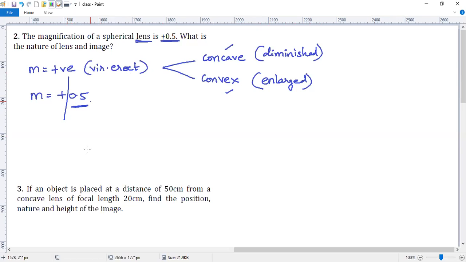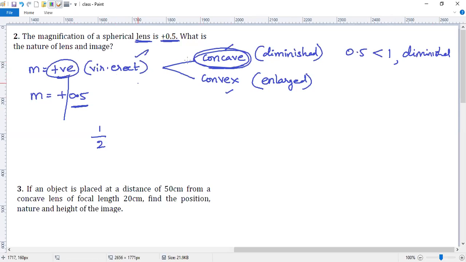And the value of magnification is what? It is 0.5. 0.5 is what? Half. Half the original size means it is diminished. Correct? The value is less than 1. 0.5 is a value which is less than 1. If the numerical value is less than 1, then it is diminished. So as 0.5 is less than 1, it is diminished. Since it is diminished, you can take it as a concave lens. So what is the nature of lens and nature of image? Nature of image is virtual erect, as we wrote earlier, because it is positive. And the nature of lens is a concave lens.